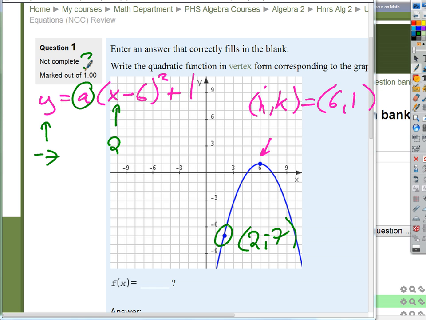Then I'd have all three values, a, h, and k, and so I just write the function in vertex form. You don't solve it. You just write it. All it wants is write the quadratic function in vertex form. Yep, that's all it's looking for.